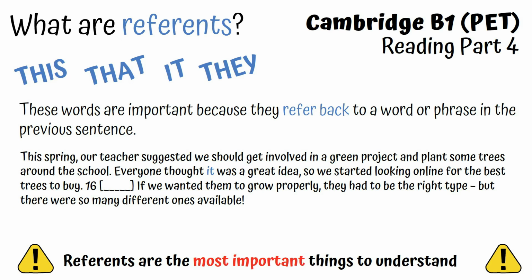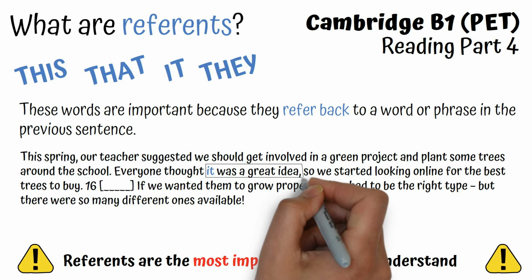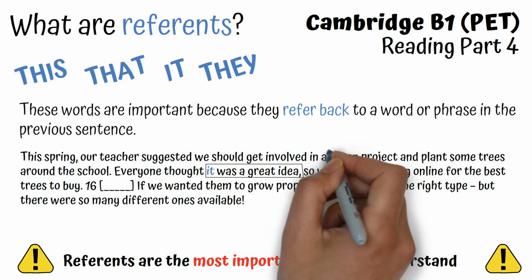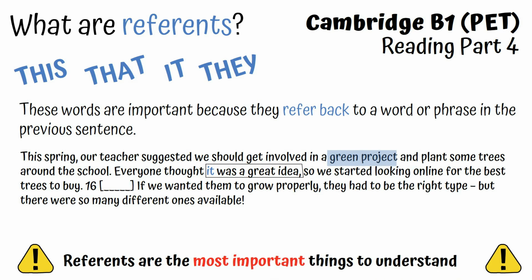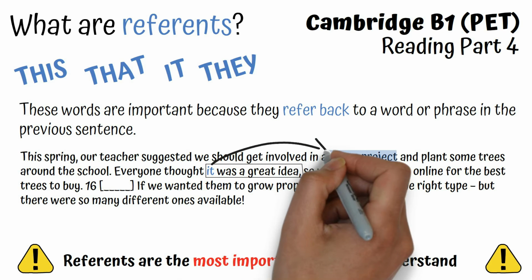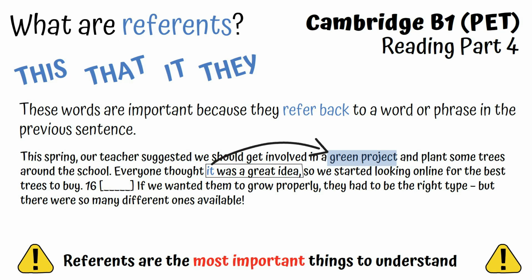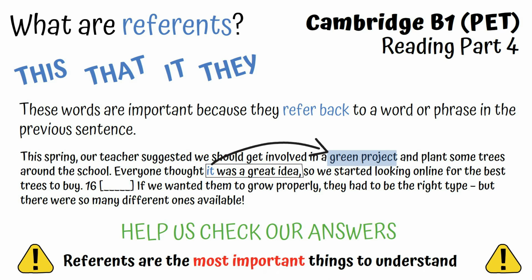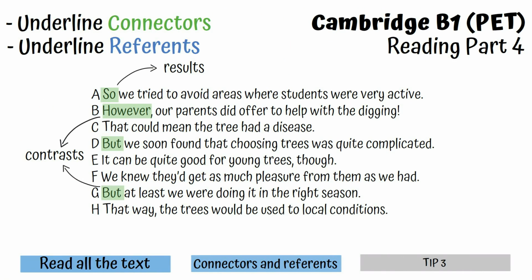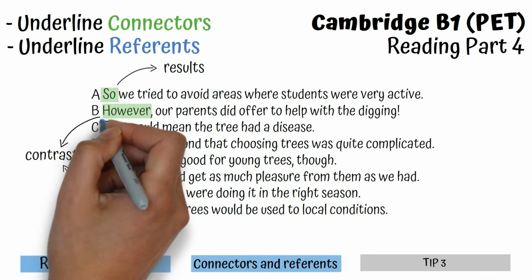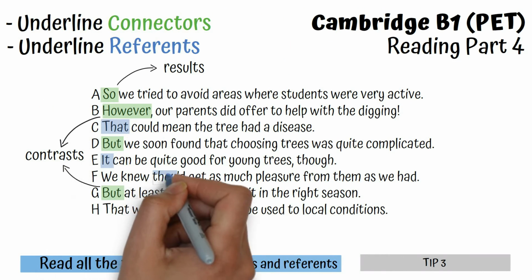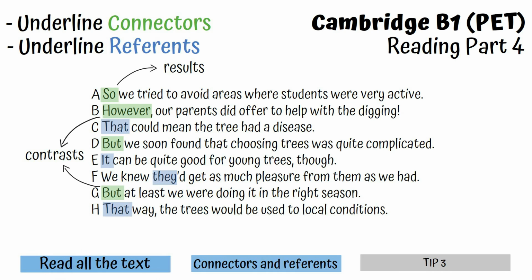For example, in this text from the exam activity, you can see the referent it. The referent it refers back to the green project from the previous sentence. The writer is saying that the green project is a great idea. Referents are important because they help us check our answers. So, let's underline the reference in the possible answers. That, it, they, and that are all reference.